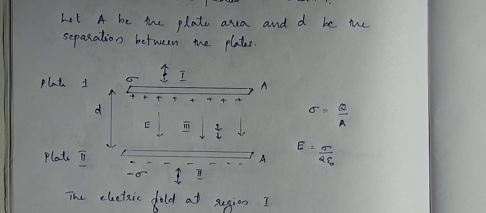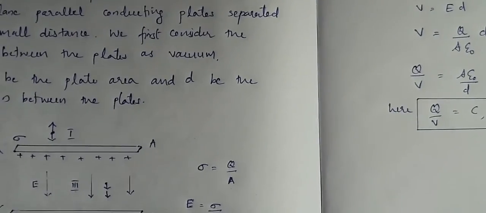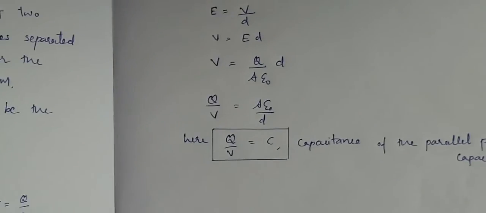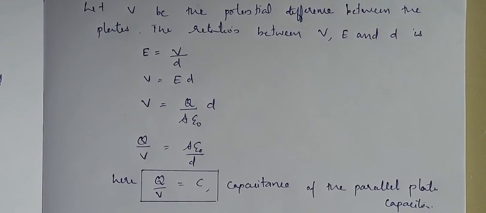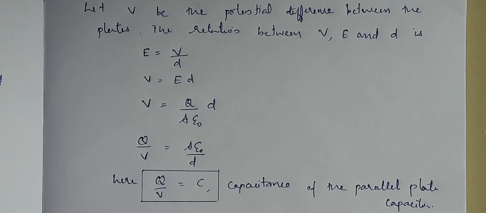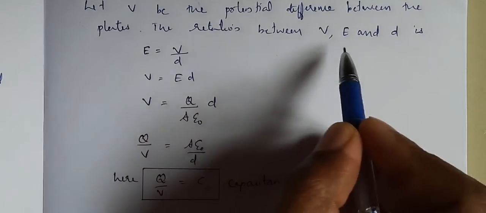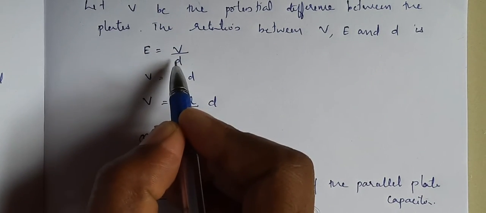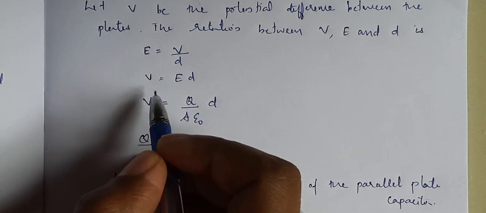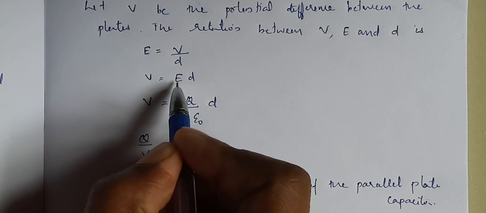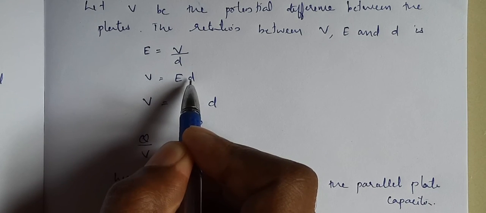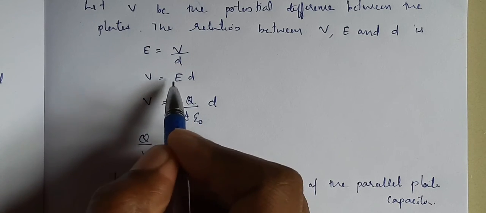Now with this electric field, let's try to frame an equation for the capacitance. We know already there is a relation between electric field and potential, I mean the potential difference. So if V is the potential difference and E is the electric field, and D is the separation between the plates, then I can write E is equal to V by D, which will give me V is equal to E into D. We know E, and we know the separation is D. So V is equal to E into D.